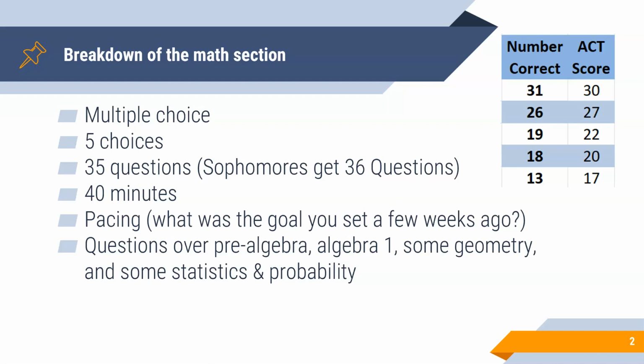The math portion of the test is multiple choice, and there are 5 choices to pick from. Freshmen, you would have 35 questions to do. Sophomores, you get another one, 36 questions to do. But you both have 40 minutes to do it in, right? So roughly, it looks like you have a little bit more than a minute a question.